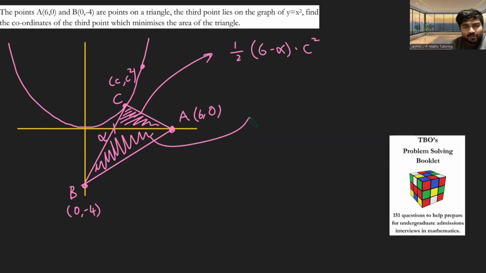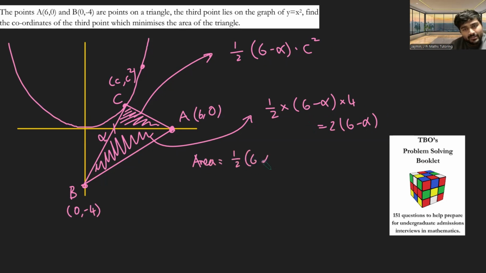What about this bottom triangle? The area of that is going to be half times base, which is 6 minus alpha, and the height is 4. That's going to simplify slightly to 2 times (6 minus alpha). So the total area is equal to a half times (6 minus alpha), then if I factor this out, times (c squared plus 4), like so. Now I want to work this out ideally in terms of c, and then I can work out which value of c minimizes this. So I need to get rid of this alpha.